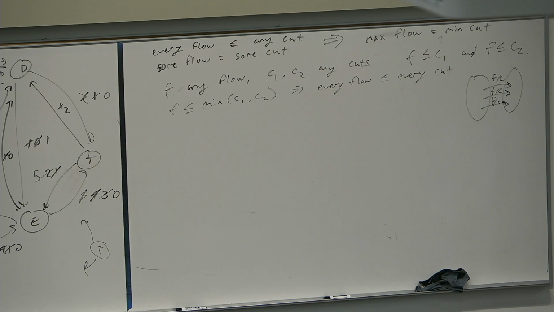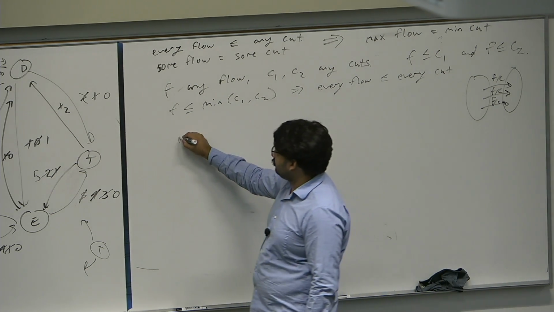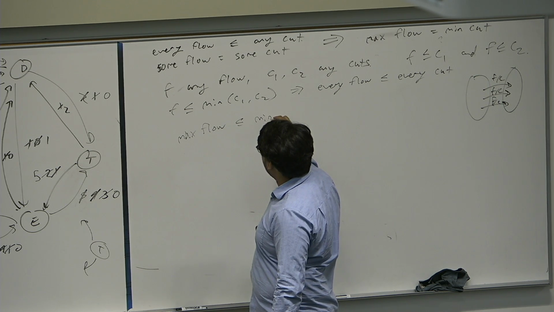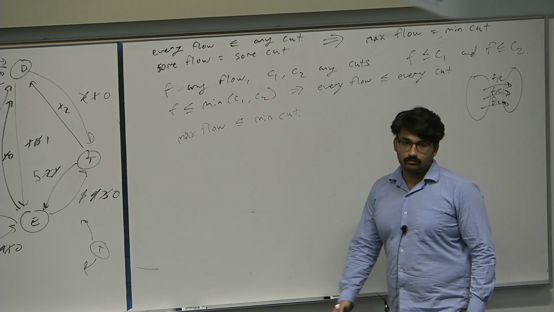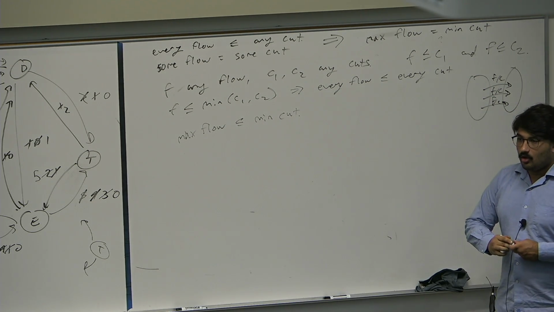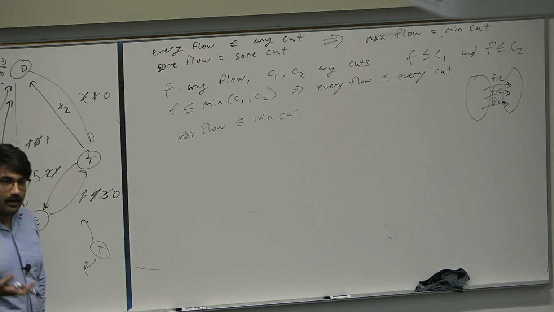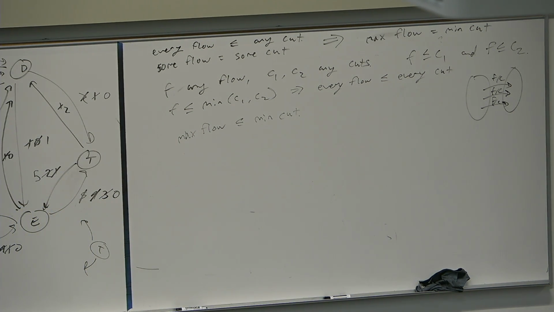Right. So now, do we agree first off that we've proven that the max flow is less than or equal to the min cut? Okay? Now we just need to find one flow that's equal to any cut. If we can find any flow that's equal to any cut, we're done. Here's how we can find a flow that's equal to any cut.